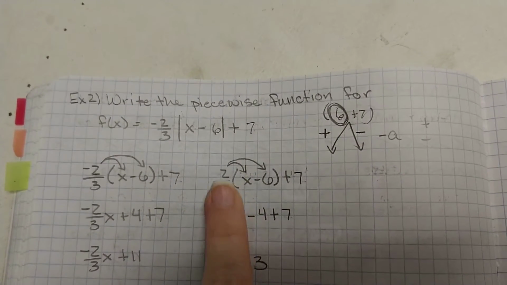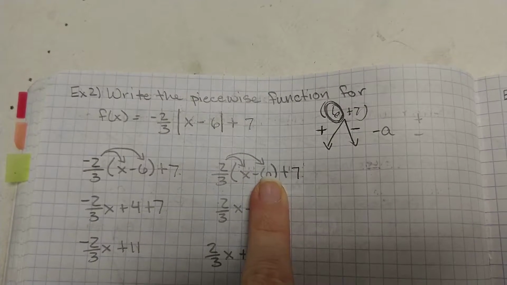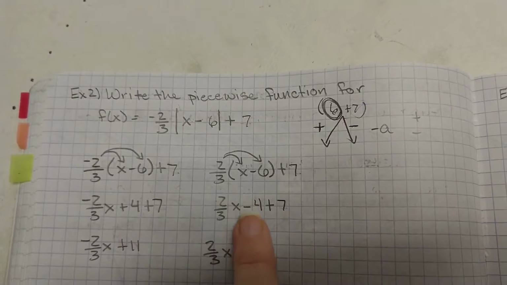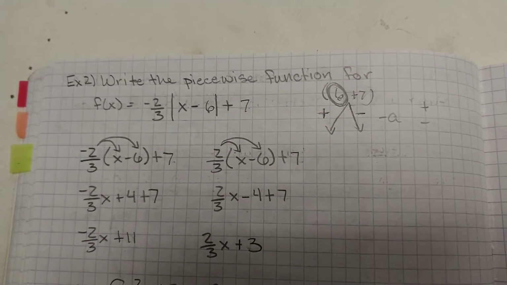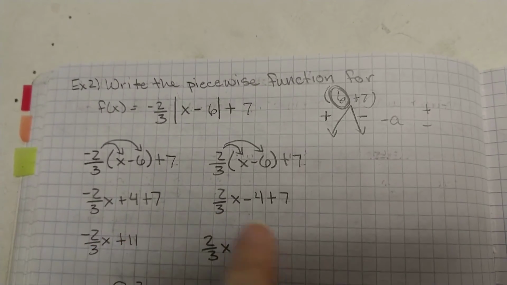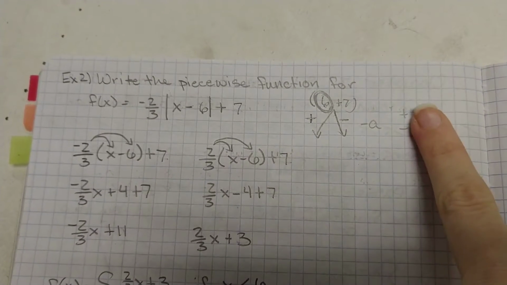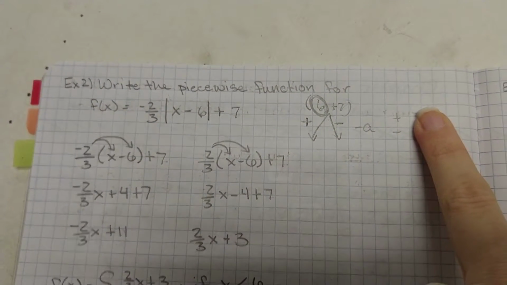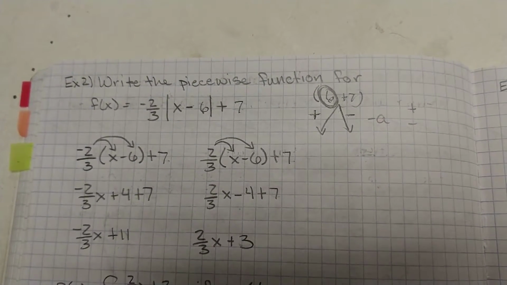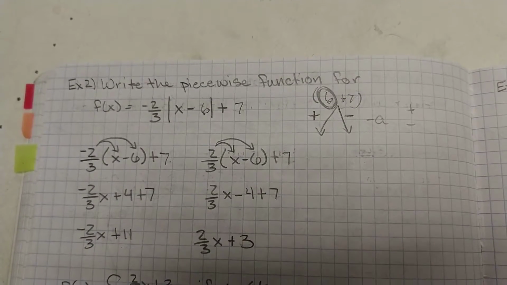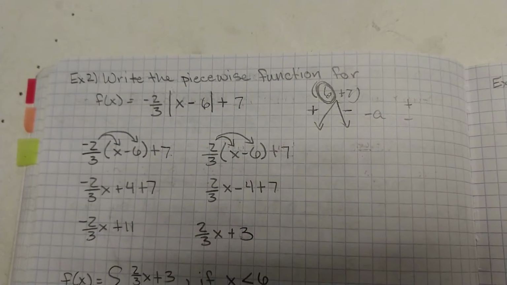For this right side, I'm going to distribute that 2/3, which gives me 2/3 x. 2 times negative 6 is negative 12, divided by 3 gives us negative 4, and negative 4 plus 7 gives us positive 3. So here are two equations. It doesn't matter what side they're on, whether they're on left or right. The only thing that's going to matter is when you put them into your piecewise function, the positive has to be on top, the negative has to be on the bottom. And you could have done the times the negative 2/3 and times the positive 2/3 in your notebook.